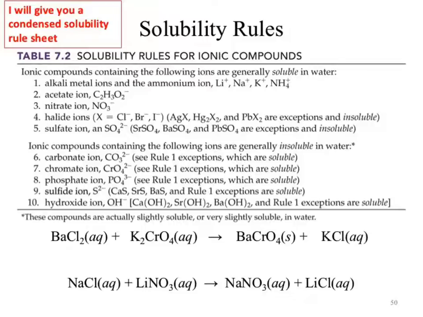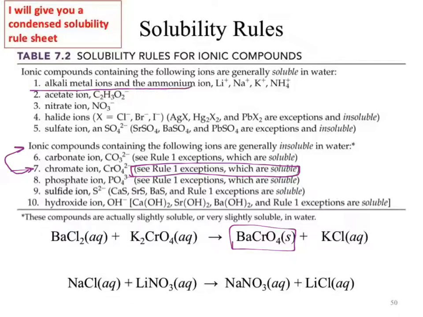If we take a look at that first equation, I'm trying to decide if barium chromate is soluble or insoluble. How do I do so? Look at my rules, and I need to find barium or chromate. Where do you see chromate? Rule 7. What does Rule 7 say? Ionic compounds containing those ions are insoluble in water. See Rule 1 for exceptions. What is Rule 1?